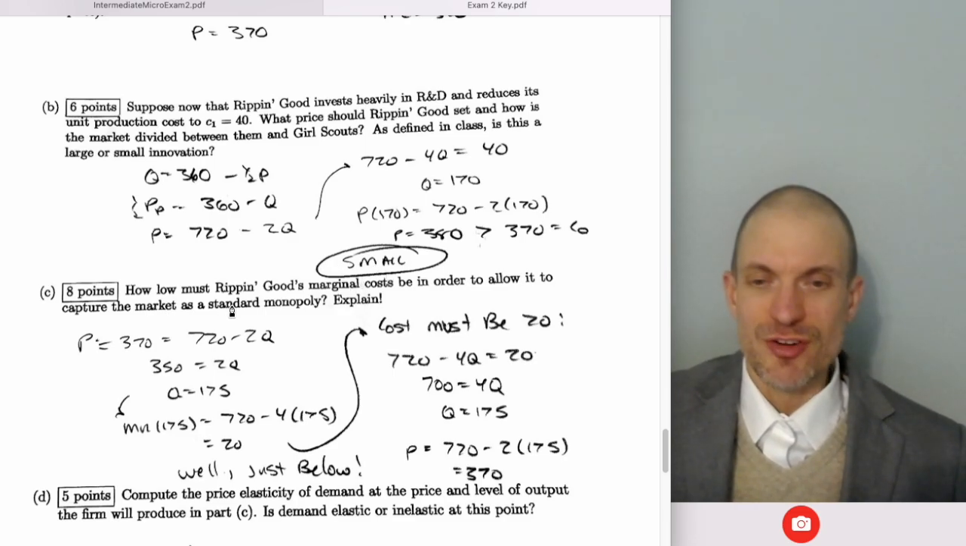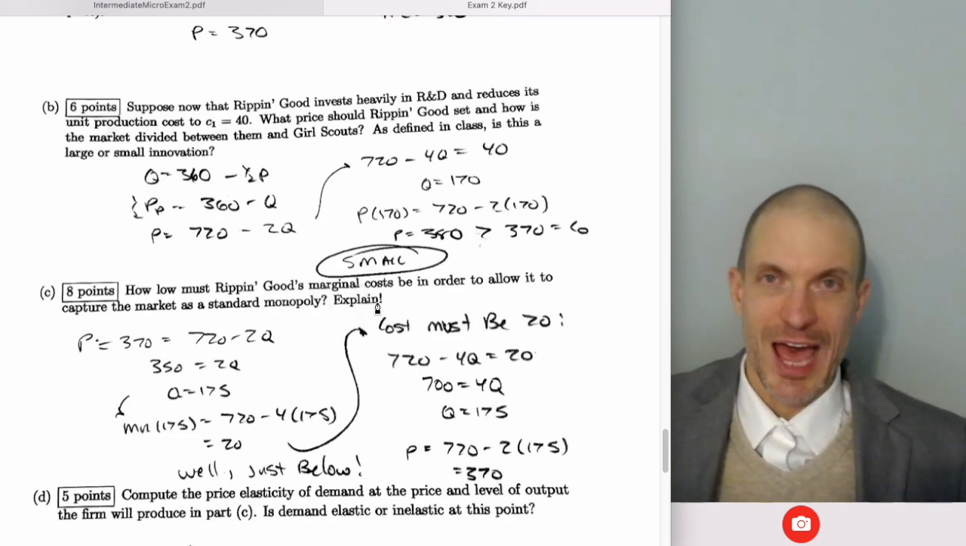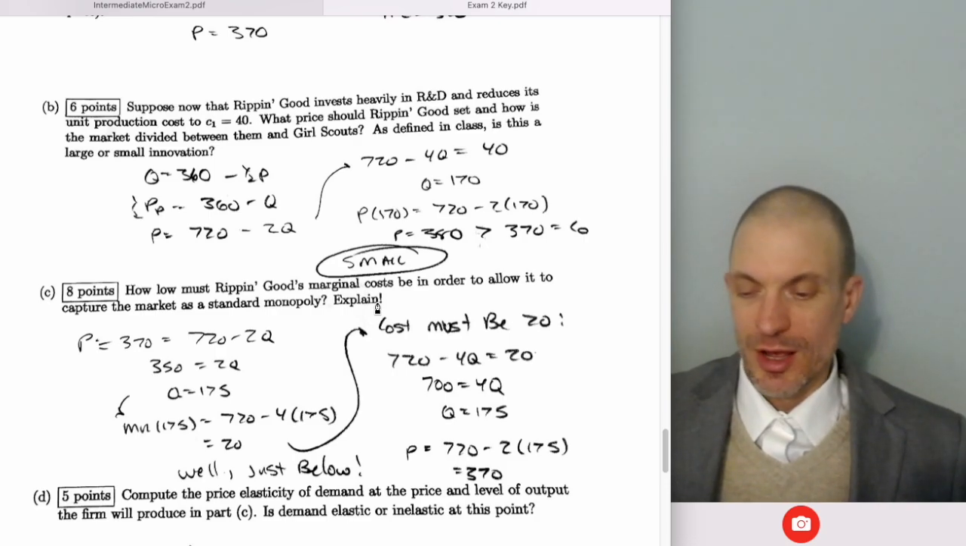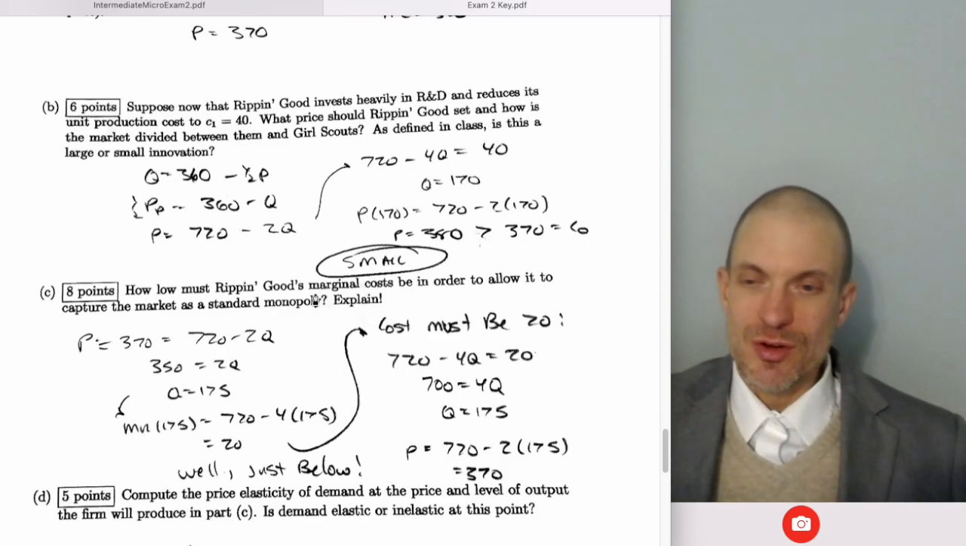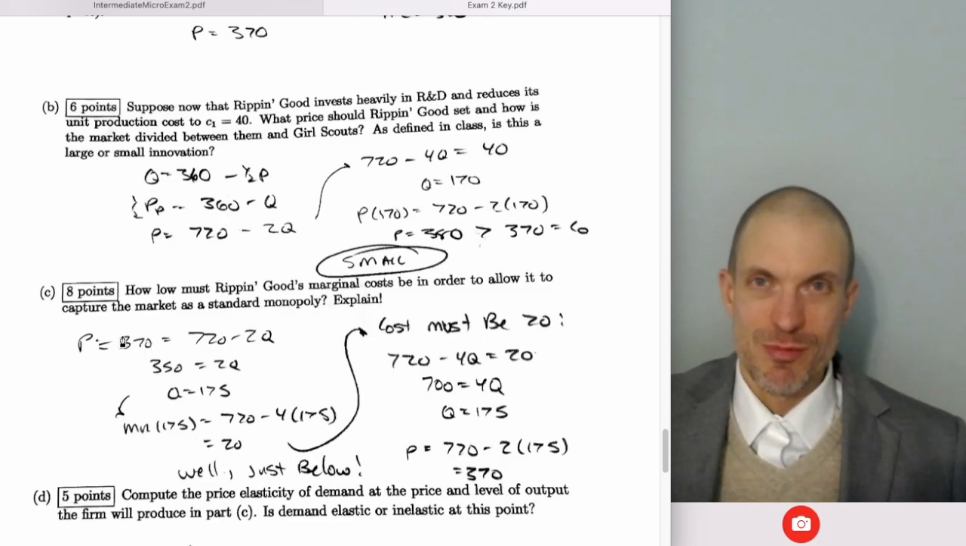What if they have a large innovation, defined as the situation where the firm is now able to price like a true monopoly? So how low must costs go to allow that to happen? If this is my inverse demand, what's going to be the quantity that corresponds to a price of 370, which is everybody else's price? And then I'm going to want to be pricing just a little bit below that.